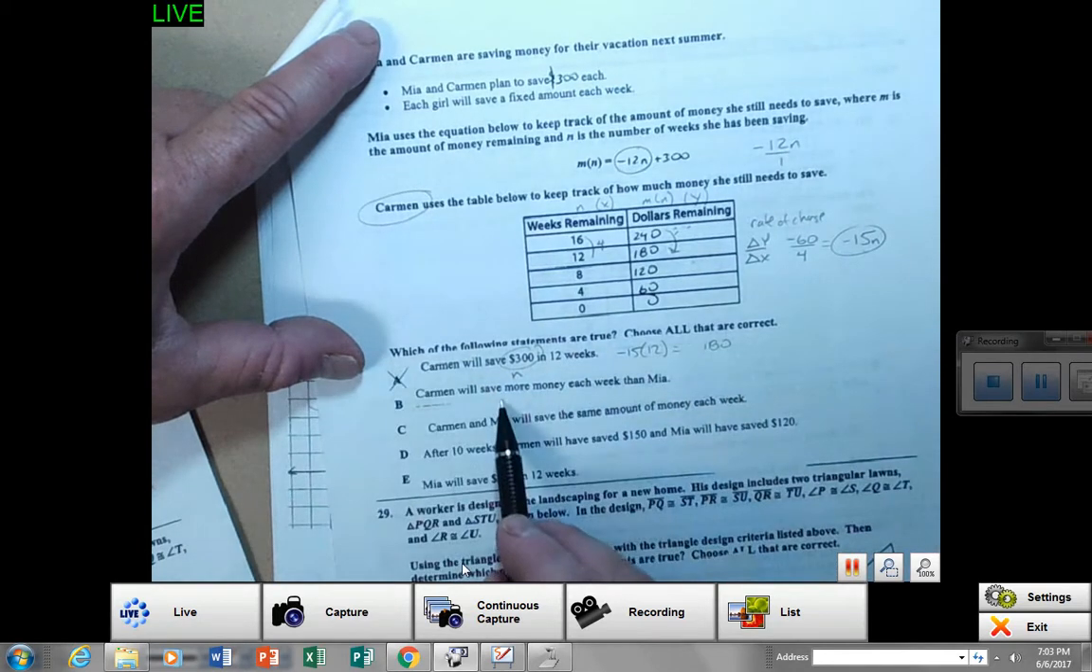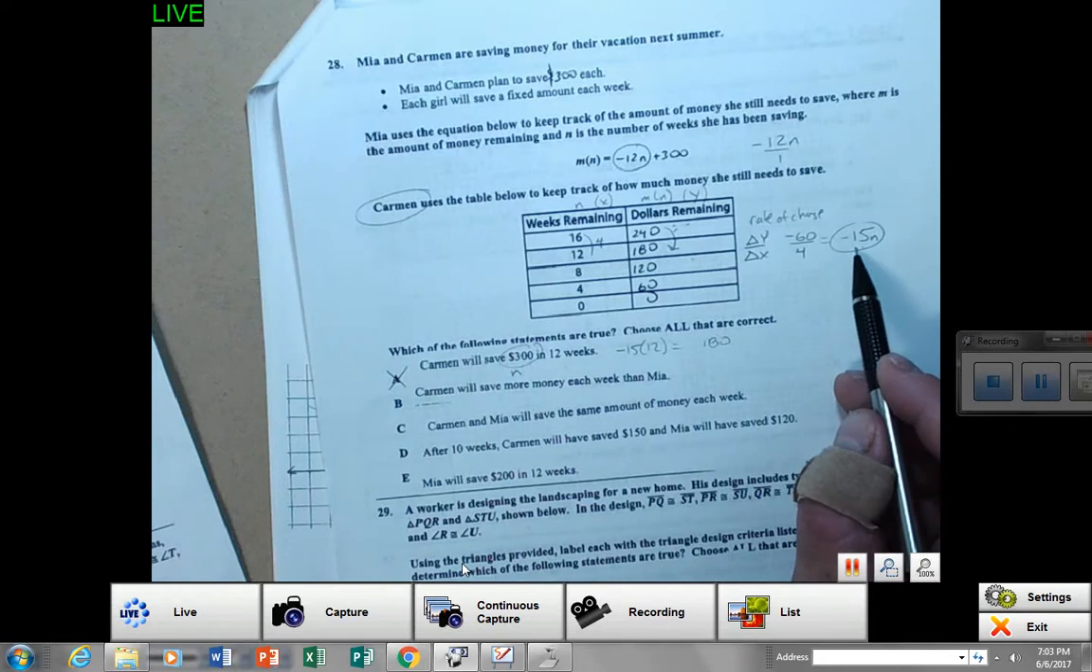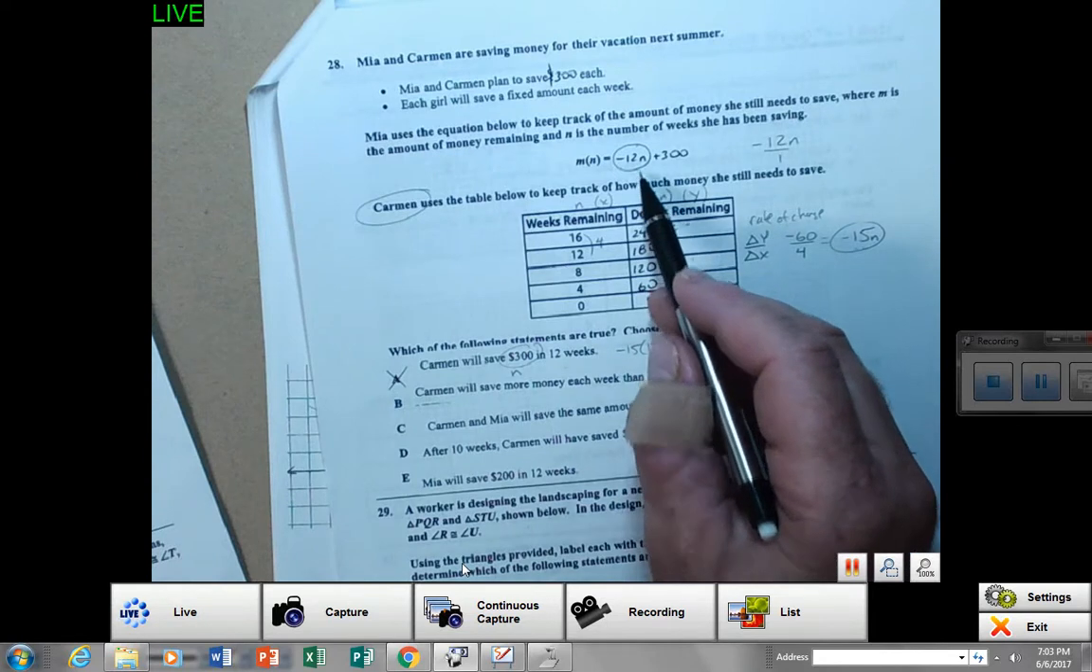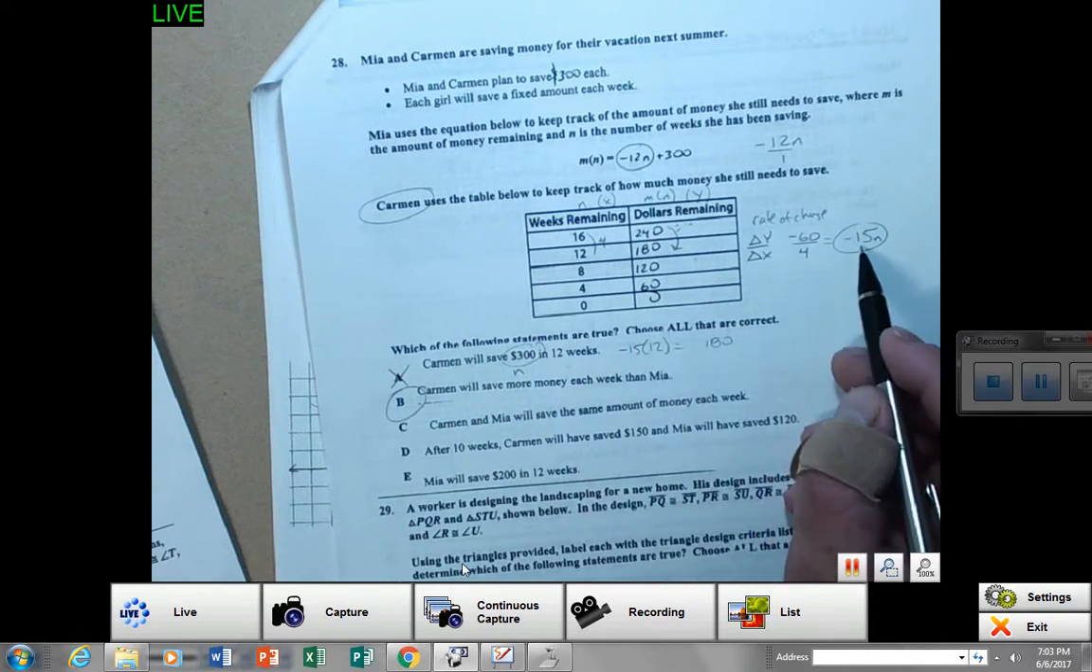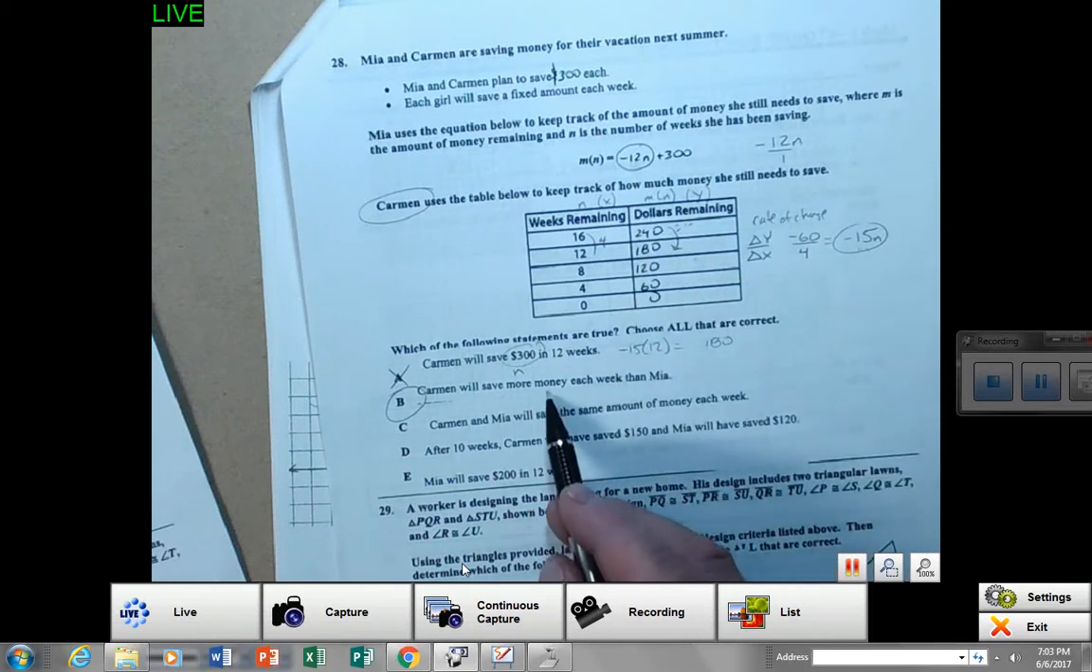Carmen will save more money each week than Mia. Carmen's number is 15. That is more than Mia's number. That is true. Carmen's number will go up. Her numbers will change faster than Mia's number, so she will save money faster.